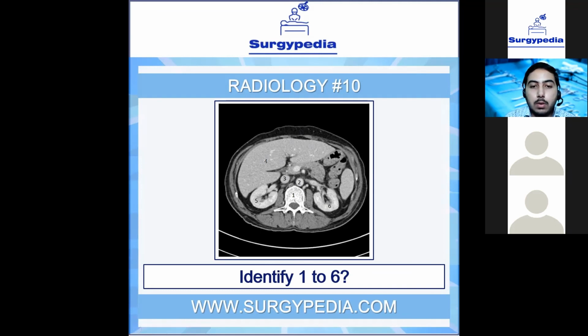Next, four is liver. This one is easy. And five and six are the kidneys, left and right. Everyone got it right. So these are the kidneys. Okay, so this is at the level of the kidney. You can get various cross sections in the abdomen. Sometimes the kidneys are not visualized if it's above the level of the kidney.